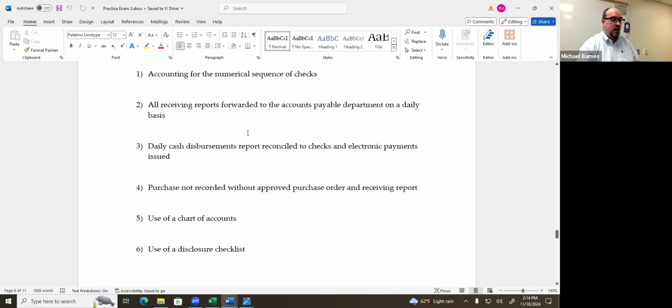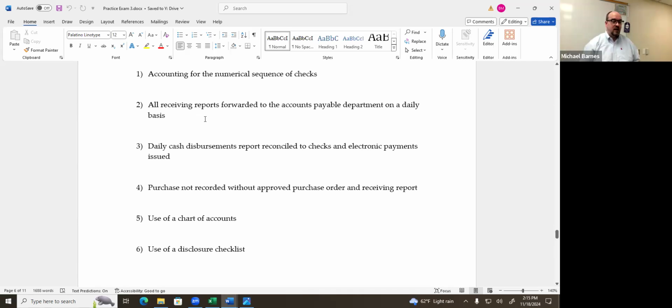All receiving reports forwarded to the accounts payable department on a daily basis, okay? What's our assertion here? Daily basis is a big clue. Cutoff, yes, we got cutoff. And what is our process area? Are we talking about purchases or cash disbursements? Accounts payable, so purchases, yeah, purchases, okay.